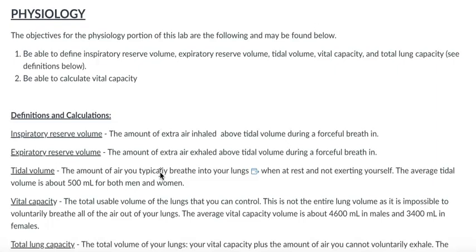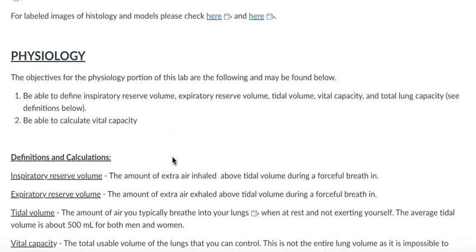If you had been in an in-person lab, we would have had an actual spirometer, and you would have been able to actually record your own inspiratory reserve, expiratory reserve, and tidal volume. But since it's an online class, we're just doing this concept-based.